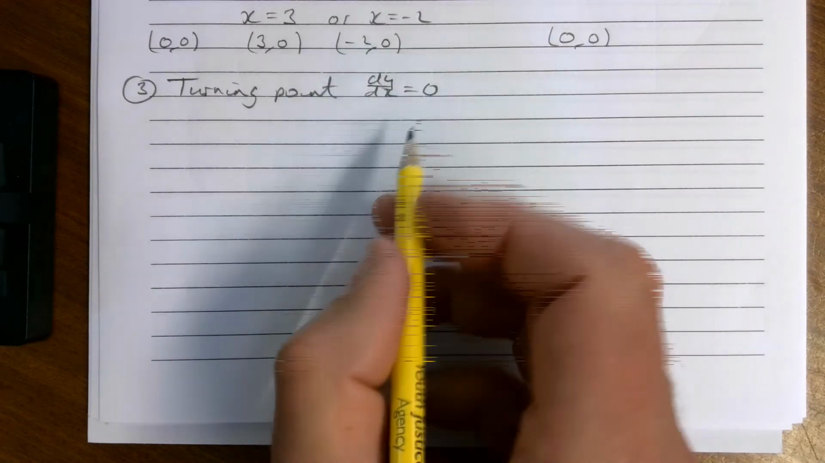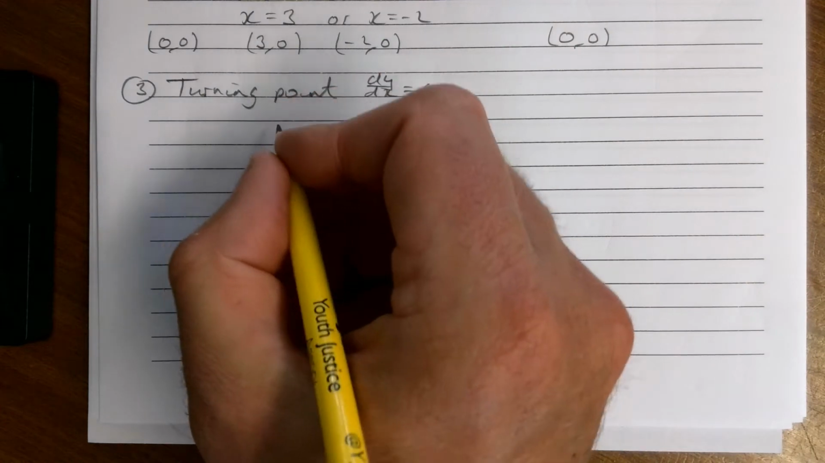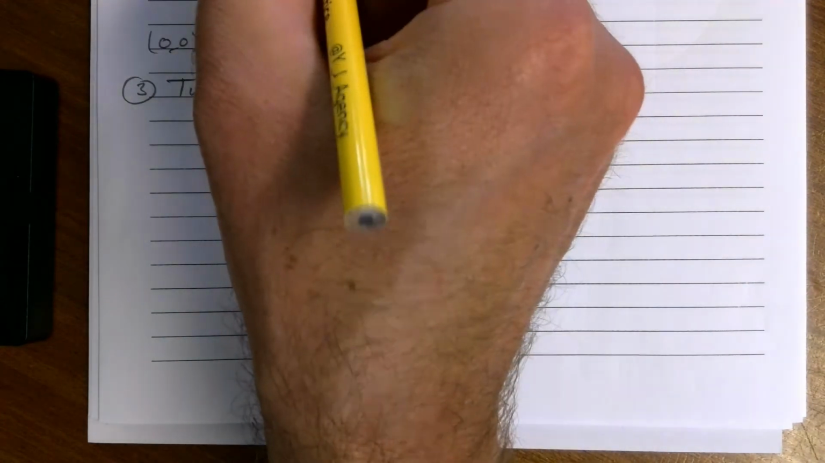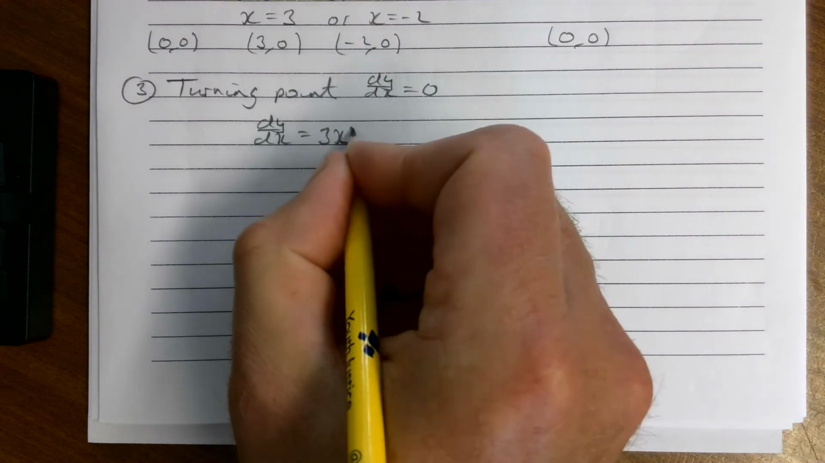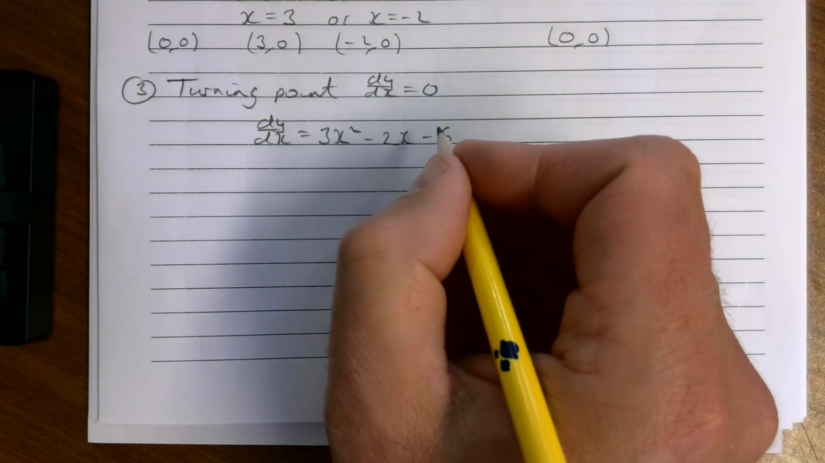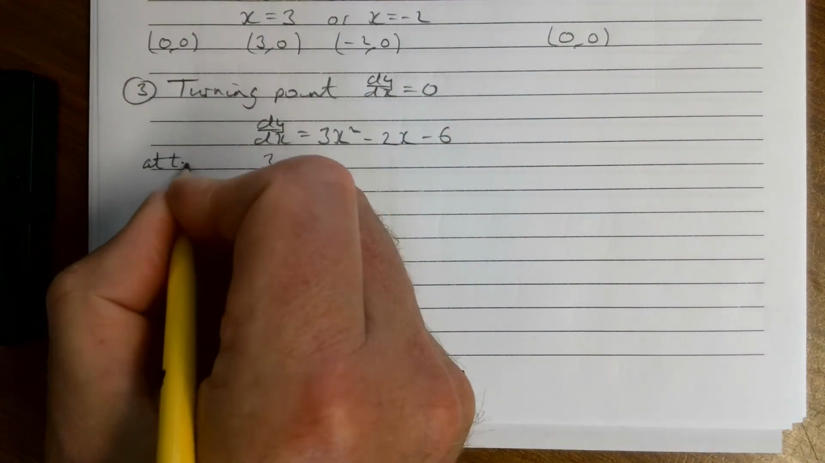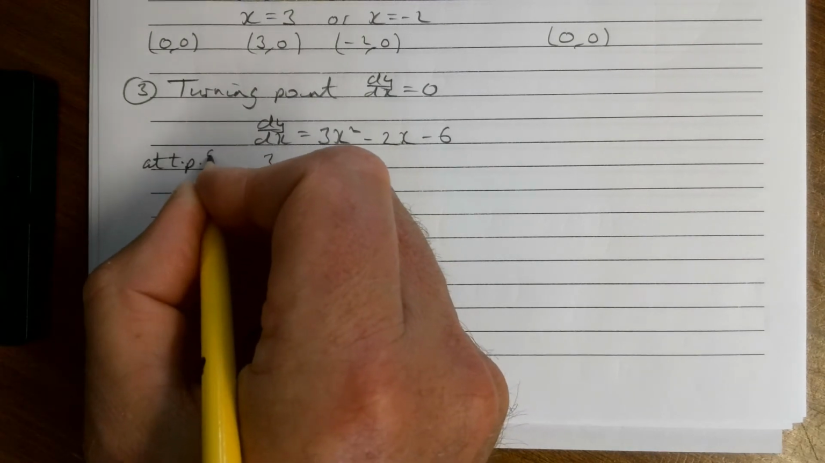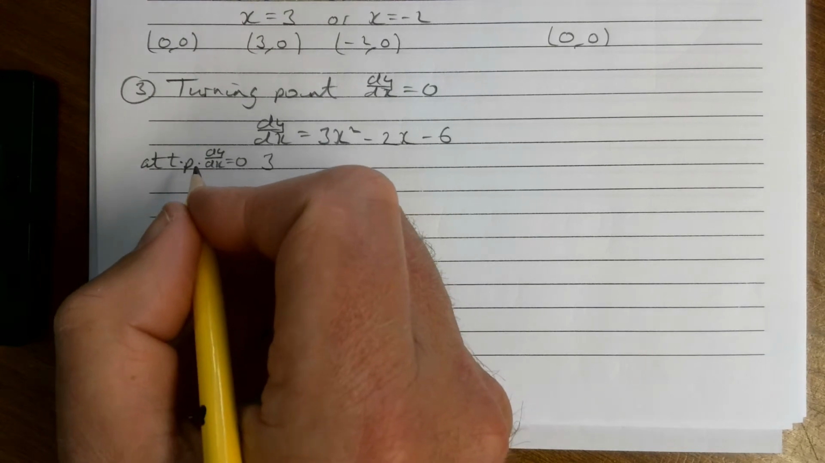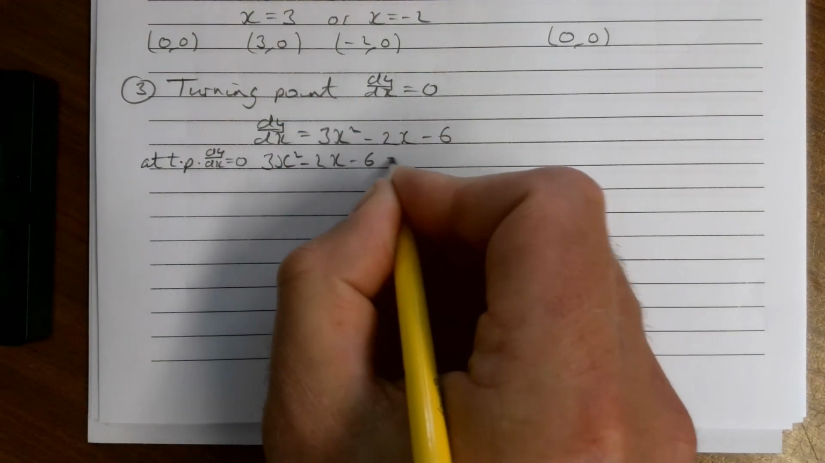That's where the gradient is 0. Of course the gradient is horizontal at the turning point, so we can work out from there. dy by dx in this case is going to be 3x squared minus 2x minus 6, and we're going to set it equal to 0 for the turning point. At turning point, dy by dx equals 0. So 3x squared minus 2x minus 6 equals 0.